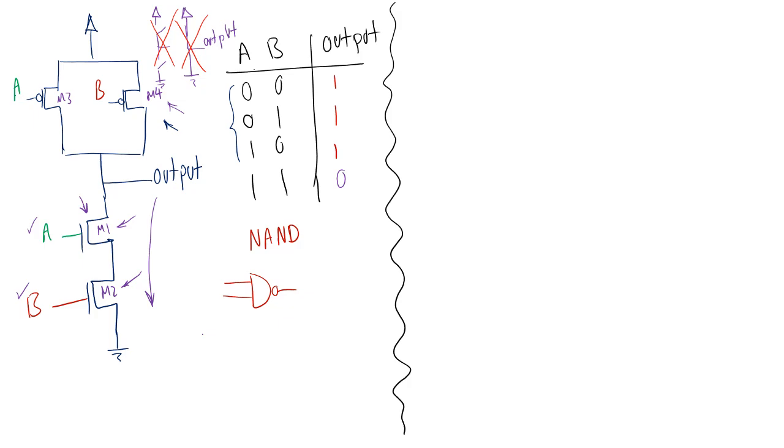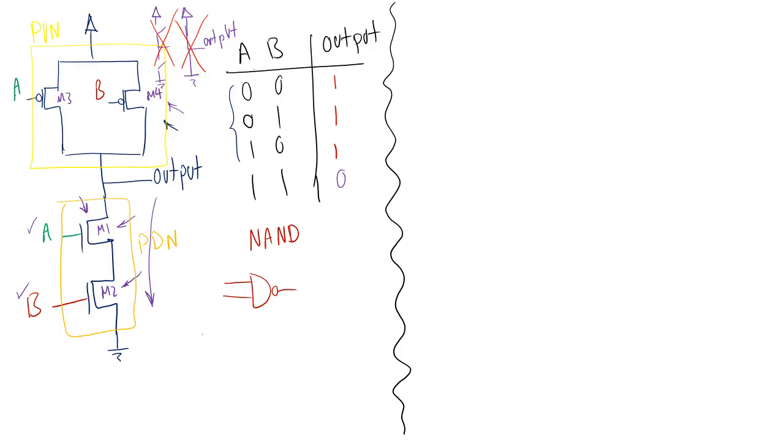Okay, just as a review or as a reminder, the yellow box is really your pull-up network, and the orange box is your pull-down network. Okay, let's move on. Let's look at another example.